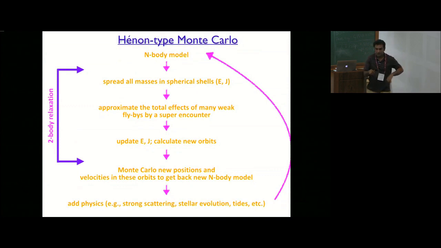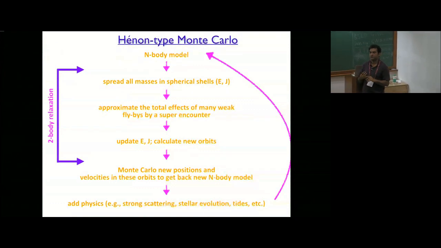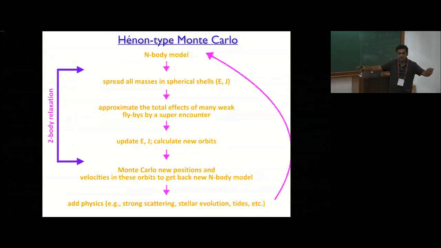Okay? So the power of that is now you don't care about the distribution function per se, because you have individual stars, and they all have their individual properties. So whatever additional physics you want to add, for example, stellar evolution, binary star evolution, there can be strong scattering, there can be tidal truncation due to the tidal forces in the galaxy. All of these you can add on because you actually have individual stars, and you can tell what that individual star is doing in that time.